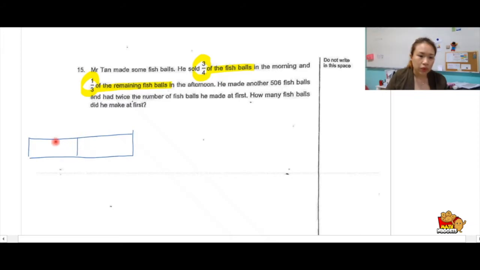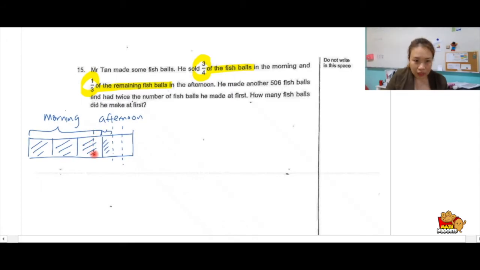So 3 out of 4, so at first he had 4 units. So he sold 3 units in the morning and 1/3 of the remaining fish balls in the afternoon. So I'm going to cut it up. They want my remainder to be 3. So out of which this one was sold in the afternoon. Okay, so before I do anything else, remember to cut the rest of the units into 3 parts as well.